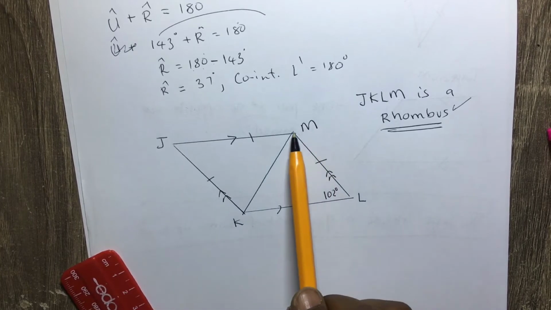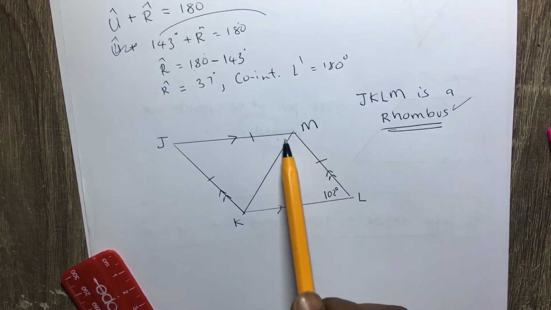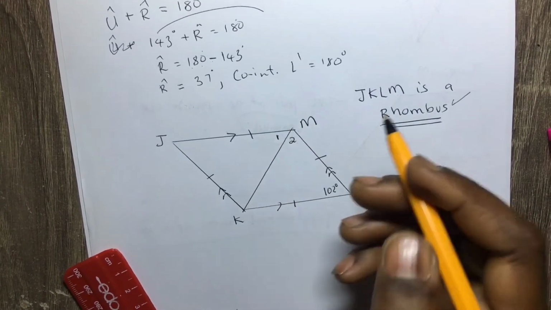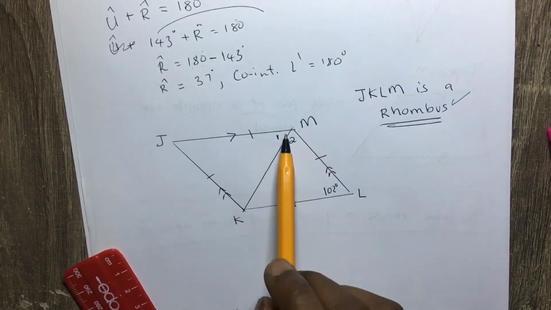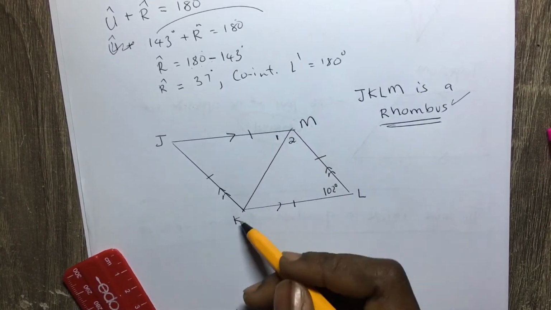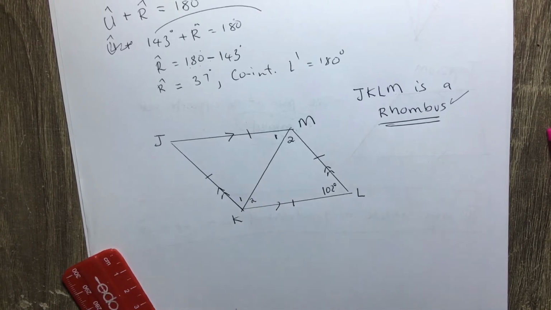And then this whole angle here is angle M, but because of this diagonal line, it's cut into two. So we're going to have M1 and M2, and when we add M1 and M2 it gives us this whole angle. The same applies here, this angle is cut into two.